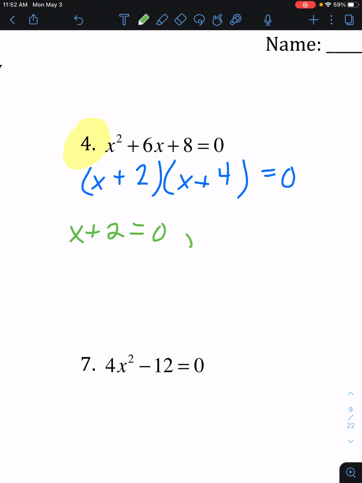So I set each factor equal to 0. And now I'm going to solve. My first one, I would subtract 2. So I get -2. My second one, I subtract 4. So I get -4.